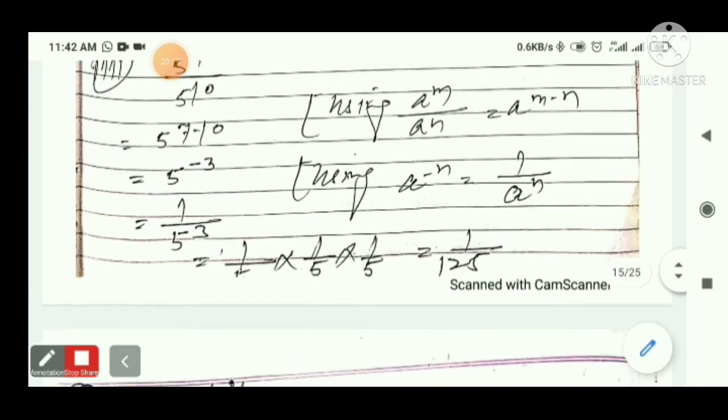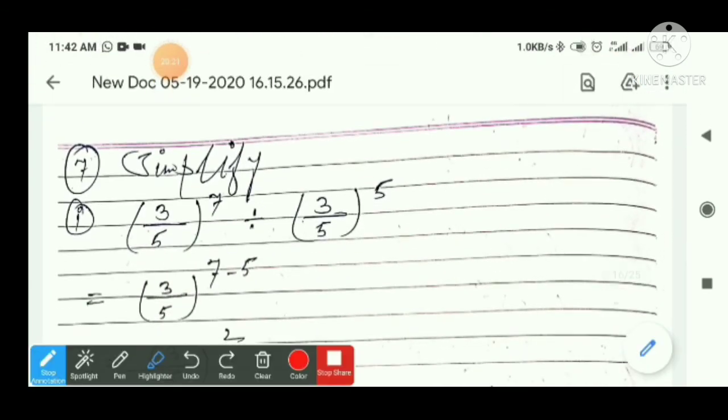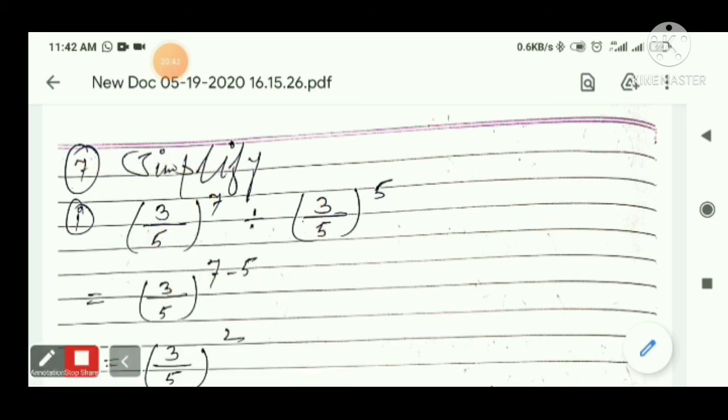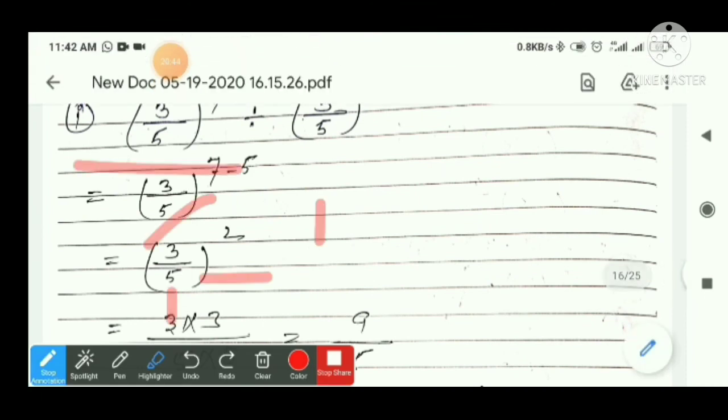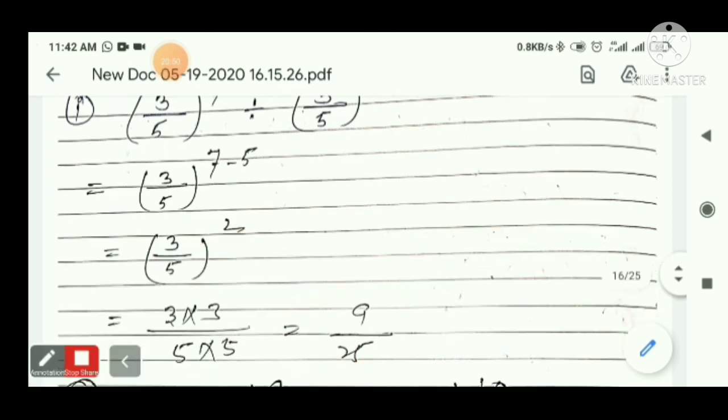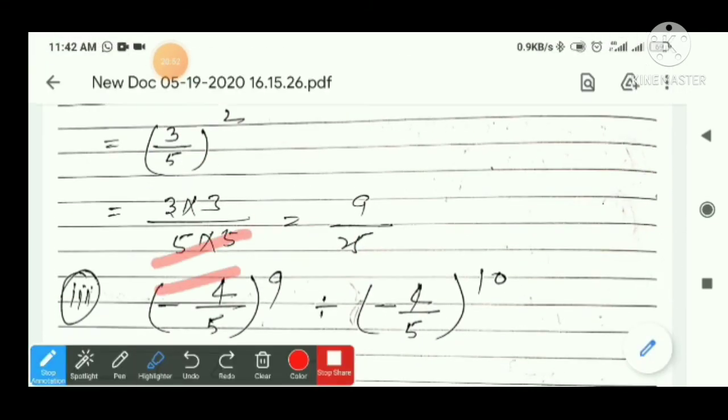After that we will do question number 7. So please look at question number 7. Simplify (3 upon 5) raised 7 divided by (3 upon 5) raised 5. You know very well which identity we will use. In the division method, if the base is the same, we will subtract the powers. So (3 upon 5) raised 7 minus 5, which will be (3 upon 5) raised 2. So we multiply 2 times of 3 upon 5: 3 upon 5 multiplied by 3 upon 5. It will be 3 times 3 is 9, and 5 into 5 is 25.